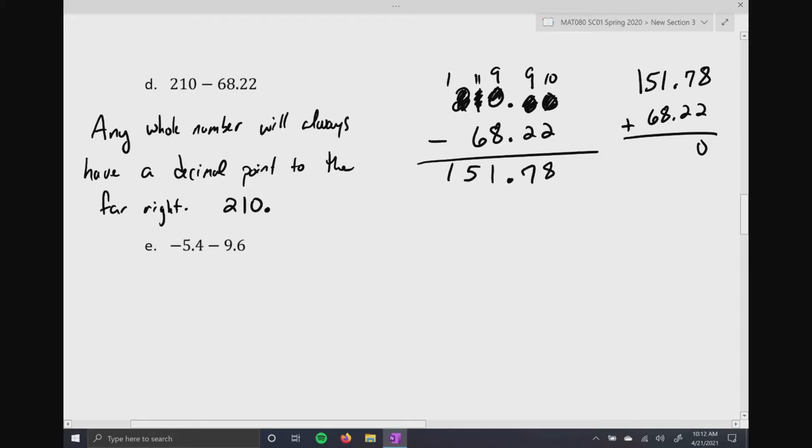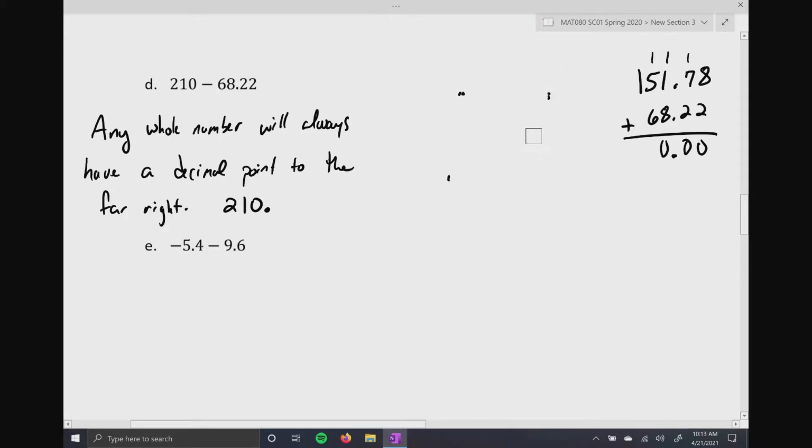So let's check my answer real quick. 8 plus 2 is 10, carry the 1. 1 plus 7 is 8, plus 2 is 10, carry the 1. 1 plus 1 is 2, plus 8 is 10, carry the 1. 1 plus 5 is 6. Did I make another mistake? Who corrected me and I said no? Savannah, I am so... You know what? We're going to do this problem all over again, Savannah, because you were absolutely correct. Man. I guess it's one of those days for me.